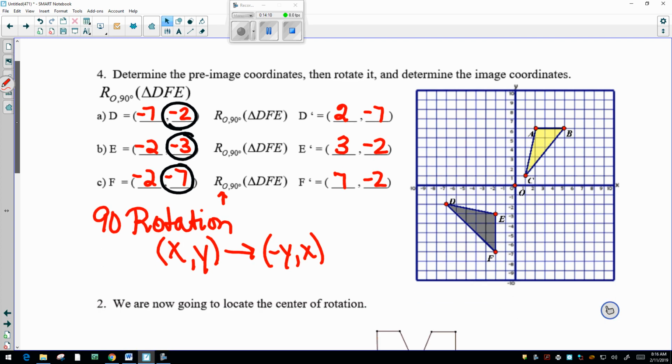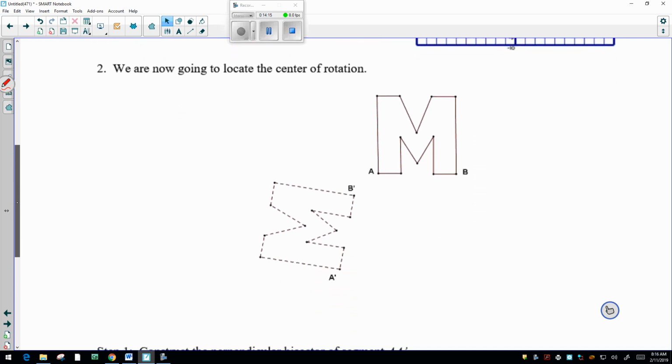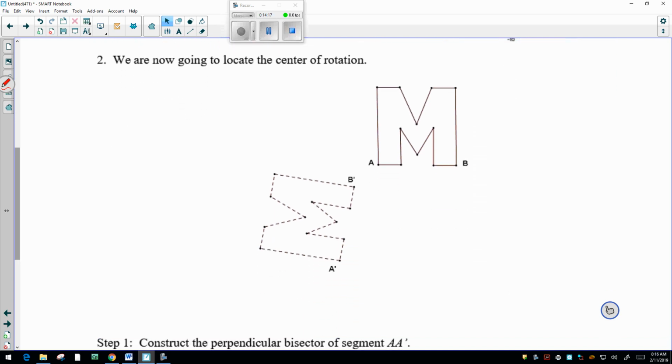Now, off the coordinate plane, meaning not on an axis, we can also do a rotation. And we're going to do this using a compass and a straight edge, and there's steps on the bottom. In order to find our center of rotation, we are going to first construct the perpendicular bisector of segment AA prime. Meaning, we want to get a nice straight line from A to A prime, and with our compass and straight edge, we're going to bisect that. Then we're going to do the same thing going from B to B prime.